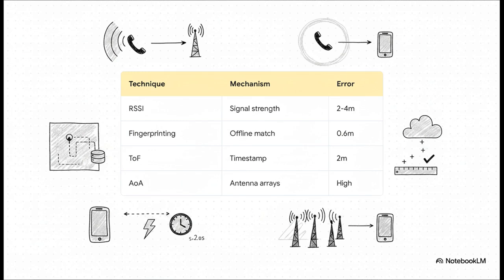Fingerprinting is much more precise. It matches a signal against a pre-recorded database of the physical area, tightening that accuracy down to a median of 0.6 meters.